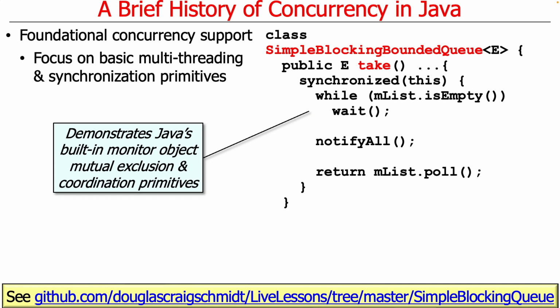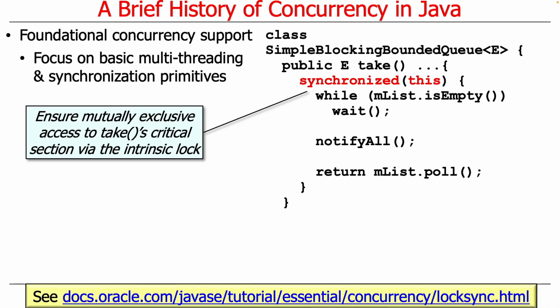There was also support for so-called built-in monitor objects, which supported mutual exclusion and coordination using some methods and keywords that were added to Java as well. So here's an example of the take method. The idea of take is to remove an item from the queue if there's an item available, otherwise block. The way this works is it uses the synchronized keyword. Synchronized can be used both at the method level and also at a statement level. So we have a synchronized statement which says only let one thread in at a time, so we can have a critical section in the synchronized block.